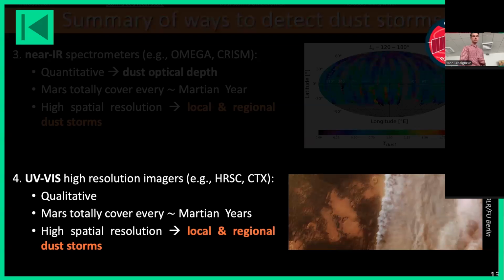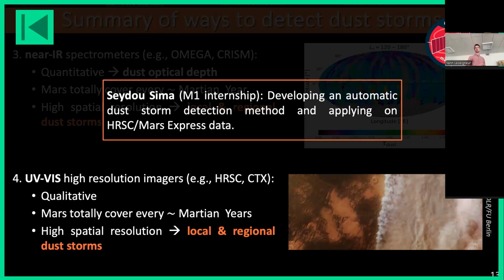Okay, so I've finished talking about OMEGA, but I wanted to now go back in time and talk about the fourth kind of instruments, the UV visible high resolution imagers like HRC on Mars Express. Just to say that I'm currently starting to work on it, notably with Seydou, who is here in the room as a Master 1 intern. And he will work to develop an automatic dust storm detection method and apply it on HRC data to also start to have much more data about local dust storms, which is really important.